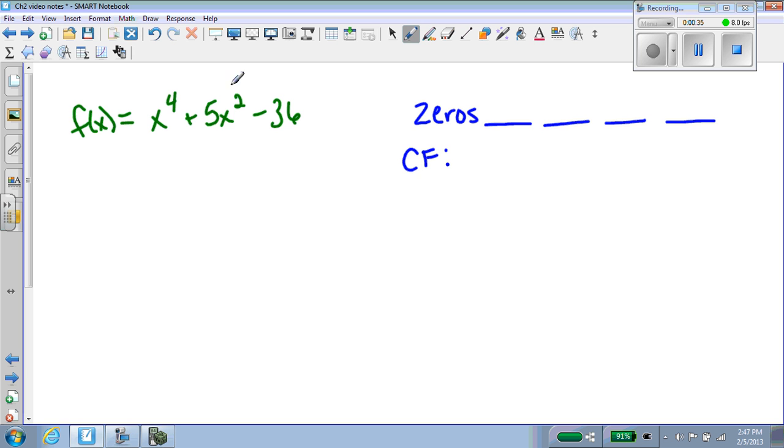I'm hoping you're looking at that and saying yes. It's an x to the fourth with an x squared with a constant, and it's 3 terms. So x squared and x squared. 36, I do plus 9 and minus 4. I'll get a negative 36, and in the middle I will get 5x squared. This is now a difference of 2 squares, so I can continue my factoring.